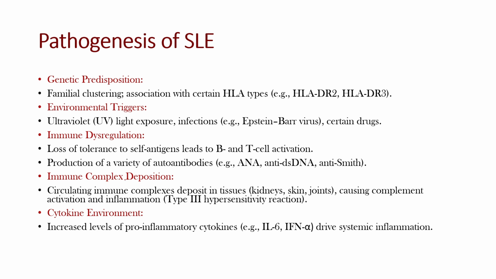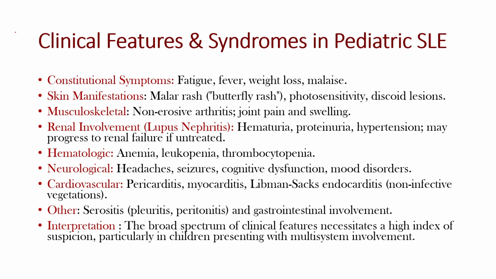Also, we will have immune complex deposition. Circulating immune complexes deposit in tissues like the kidney, causing SLE nephropathy, and in skin and joints, causing constant problems and inflammation in them. In the cytokine environment, some cytokines are released in the body that lead to inflammation.